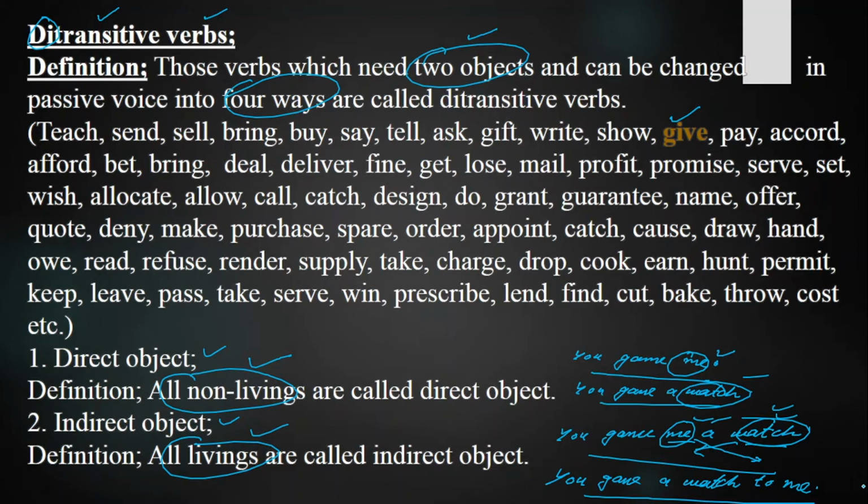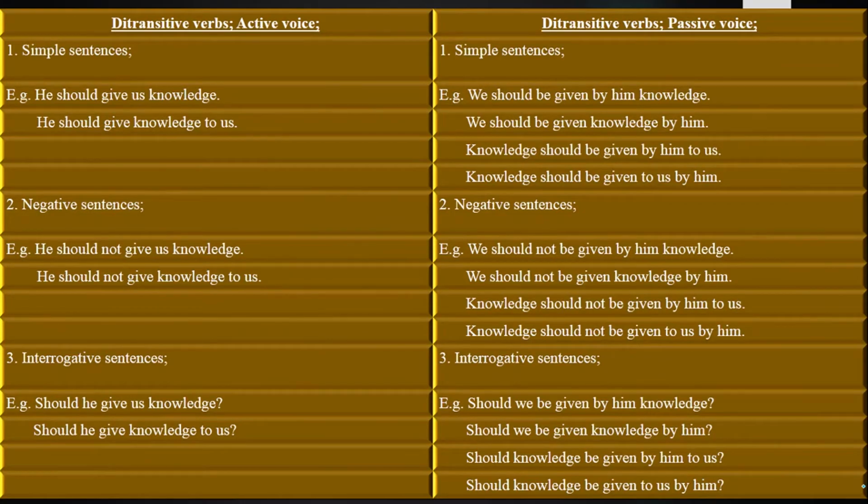Now we will discuss our main target: how you are going to change it from active voice into passive voice. So we will be changing the ditransitive verbs from active voice into passive voice. First we will be discussing the simple sentences of ditransitive verbs, the simple sentences which make a simple statement. And today we will be having the modal auxiliary verb should. Keep in your mind, should is less stressable than must and ought to.